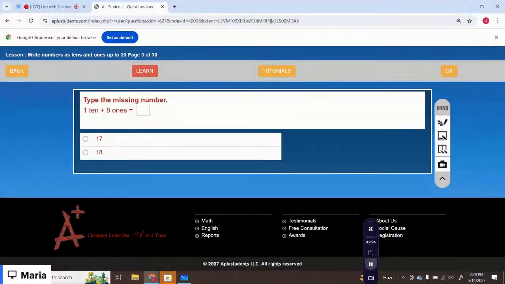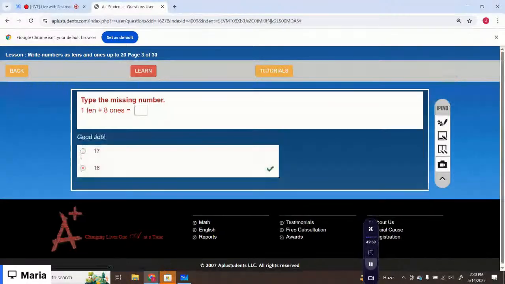Type the missing number. 1 ten plus 8 ones. So 1 ten and 8 ones together make the number 18. Option number 2 is the correct option.